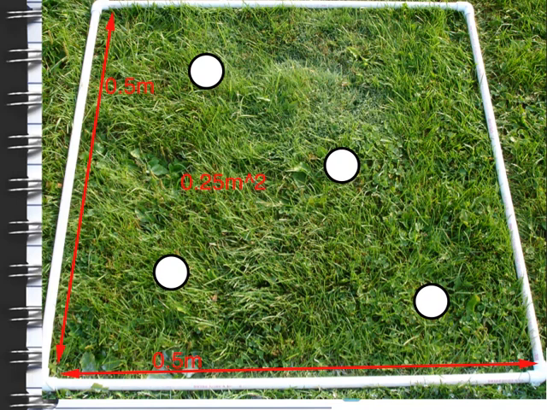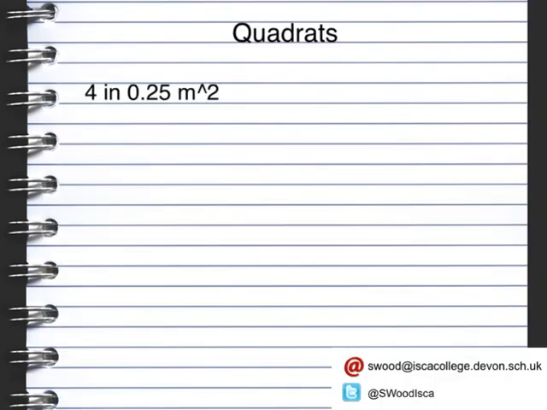Now that would mean in a lot bigger field we'd be able to estimate that there would be 16,000 in 1,000 square meters. Okay, so if we have 4 in 0.25 meters squared, we could estimate that in 1 meter squared we would have 16. So if we had 1,000 meters squared, we obviously multiply this value by 1,000 and this value by 1,000 to come up with 16,000 in 1,000 meters squared. So obviously using quadrats is a good way of estimating a population size.